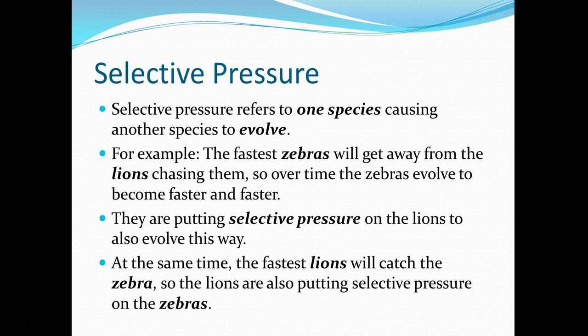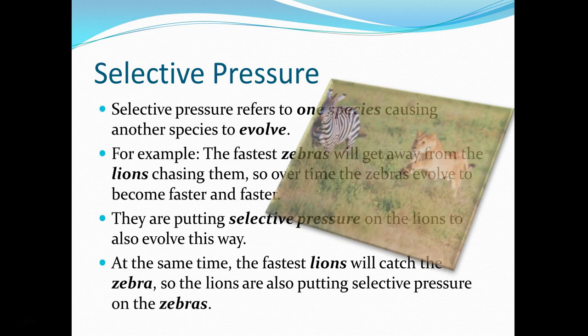For example, if you have a population of zebras living with lions, of course, the fastest zebras are going to get away from the lions, and they'll mate and pass their genes on to their offspring. And so they're putting pressure on the lions to become faster as well. And the lions, of course, the fastest lions are going to catch the zebras, so you can see that they're also putting selective pressure on the zebra in the same way.